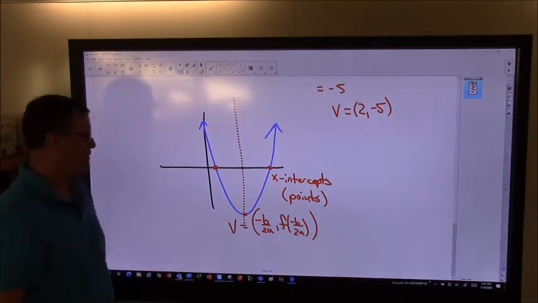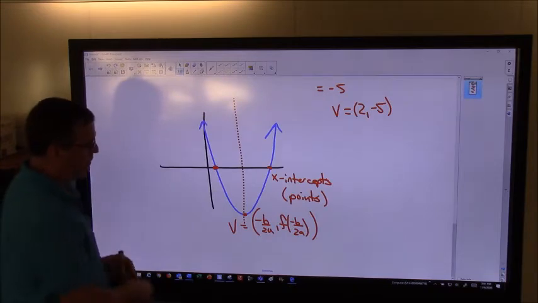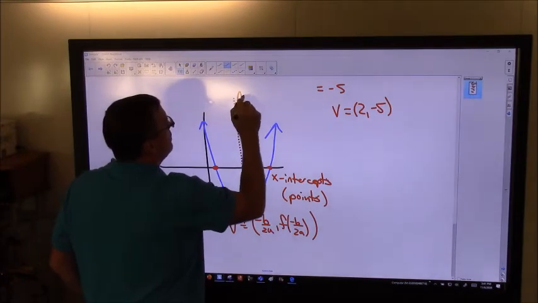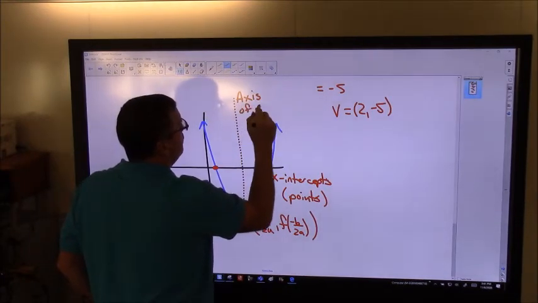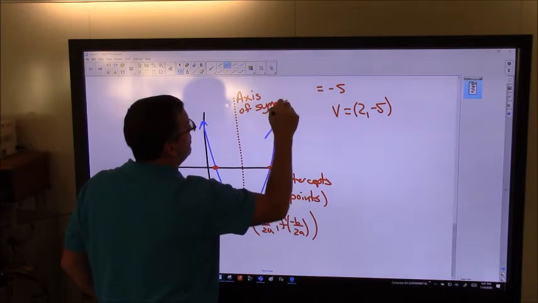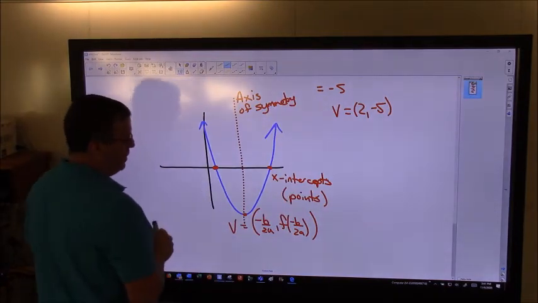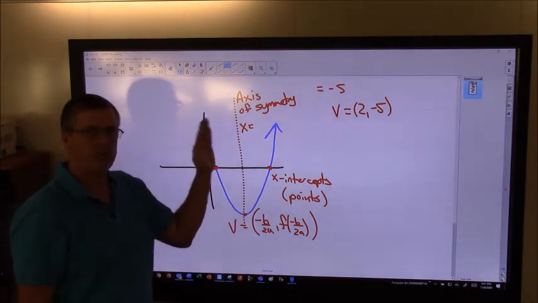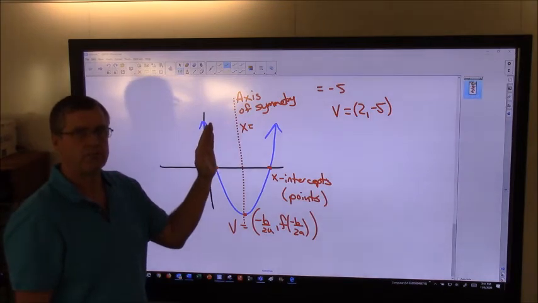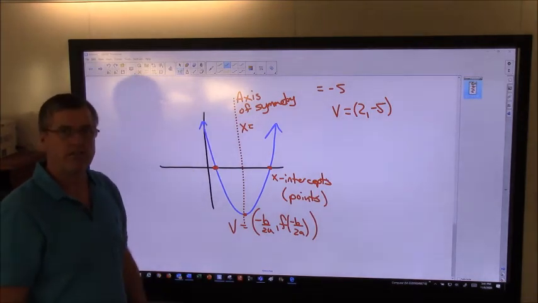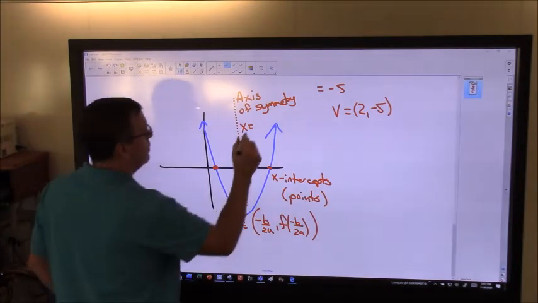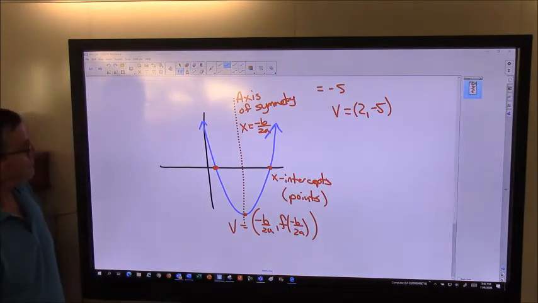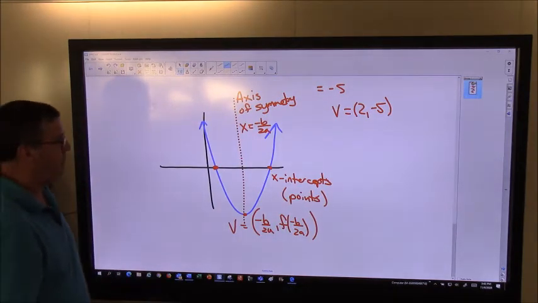We also have this thing here that's called an axis of symmetry. It's a line where things are going to be the same on both sides. So axis of symmetry. And it's always going to be x equals, because remember, a vertical line means you go through the x-axis at some number. What number are we crossing the x-axis at? Whatever that number is right there. Negative b over 2a.